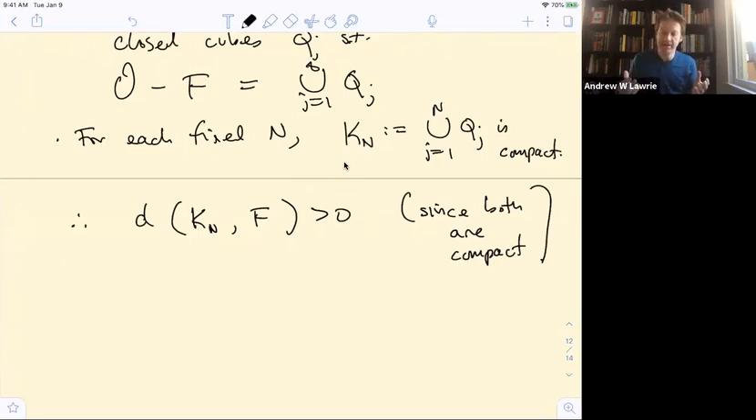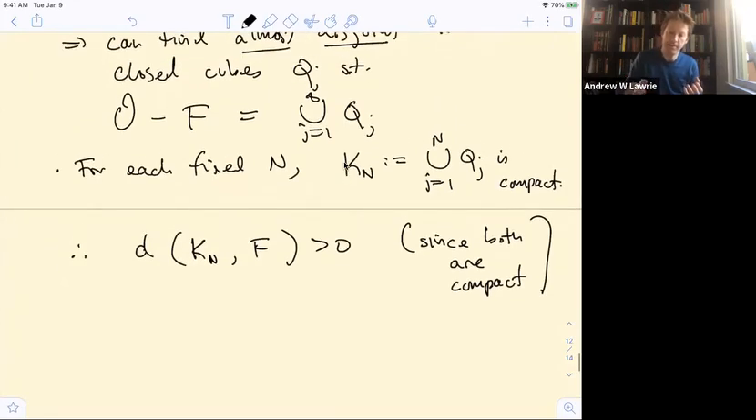Right, if you have two compact sets that are disjoint from each other, why are they disjoint? Well, O minus F is the complement of F, and I'm taking something that doesn't quite cover that complement of F. And F is compact. So I have disjoint compact sets, and the only way this happens is if their distance is positive.